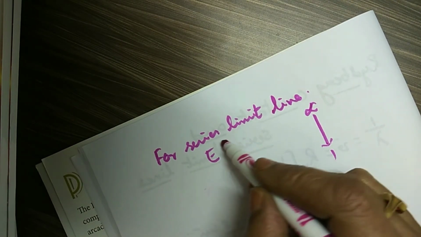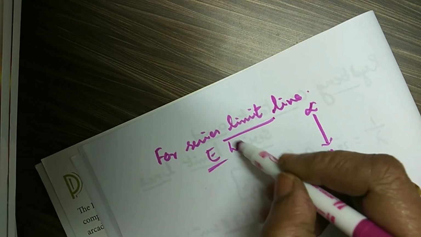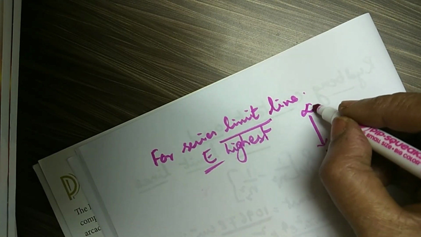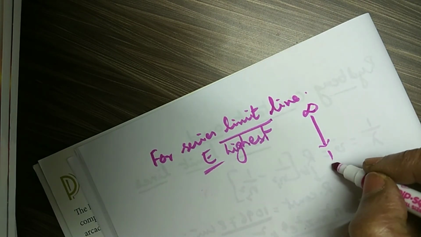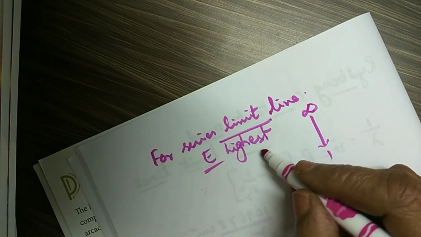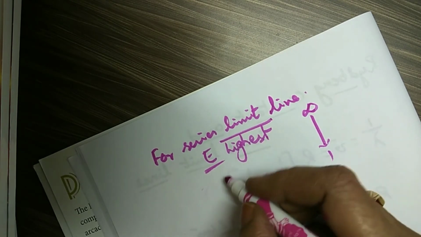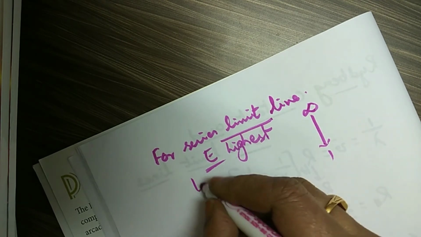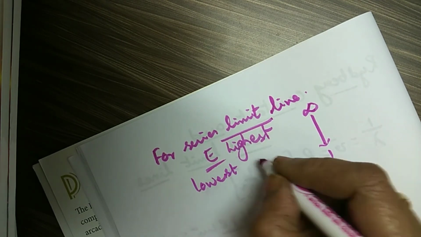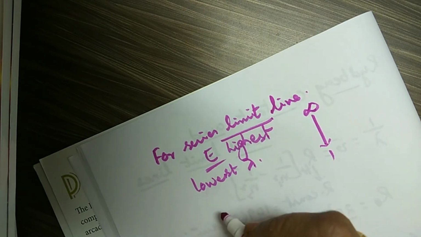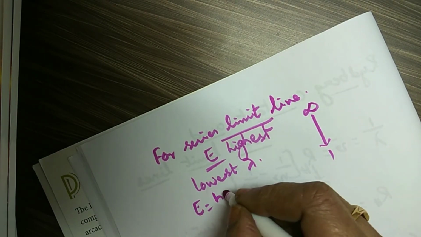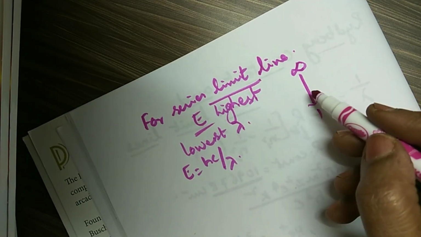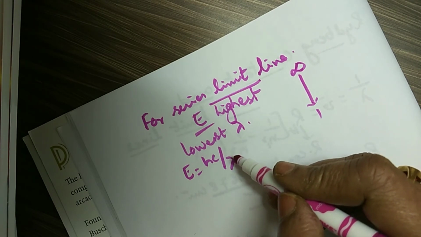For the series limit line, the energy is highest, because the electron is coming from the last orbit to the first orbit. So the series limit line in any series is the highest energetic line. Highest energetic line means the lowest wavelength, because E is equal to hc by lambda. Therefore, as the energy of this line is the highest, the wavelength will be the lowest.